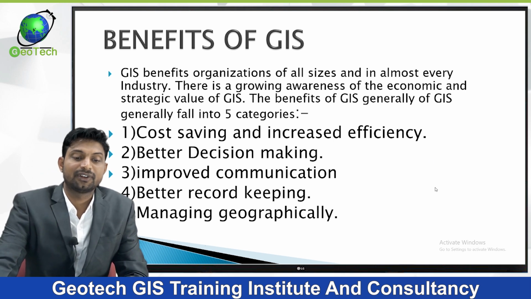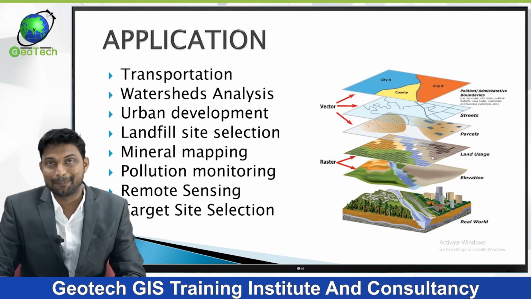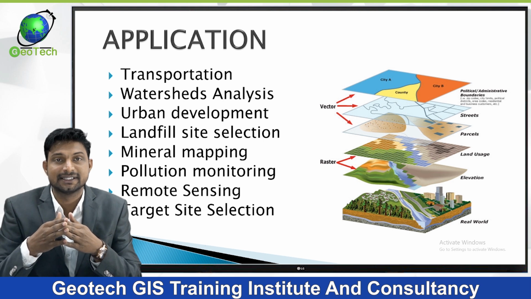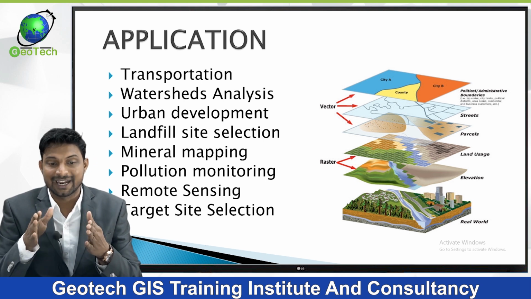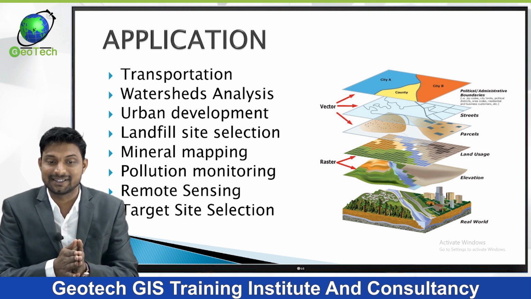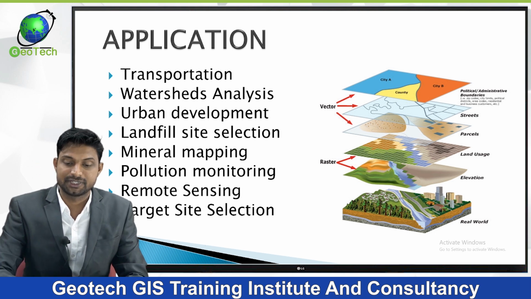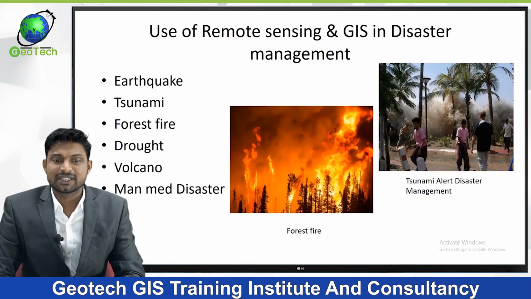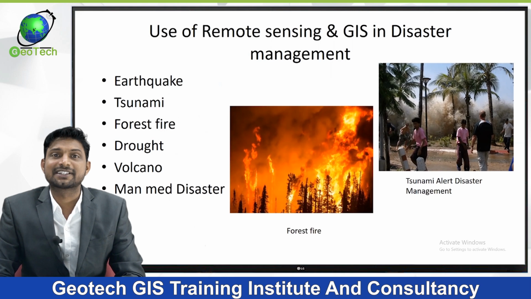Then managing geographically, all these benefits. Then applications of GIS: transportation, watershed analysis, urban development, landfill site selection, pollution monitoring, remote sensing, and target site selection. These are the applications of GIS. We'll see these applications one by one. Before that, we'll see uses of remote sensing in GIS and disaster management.